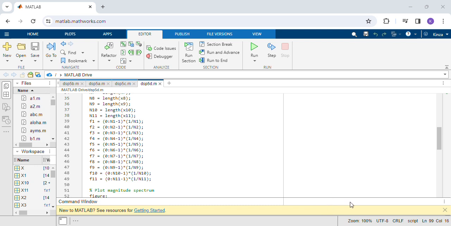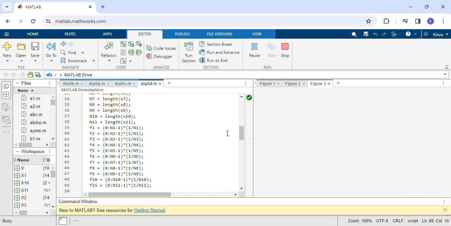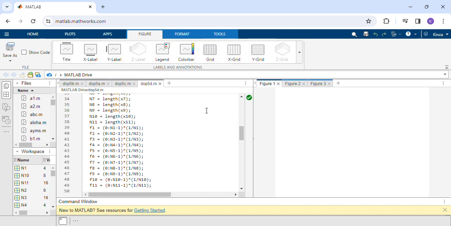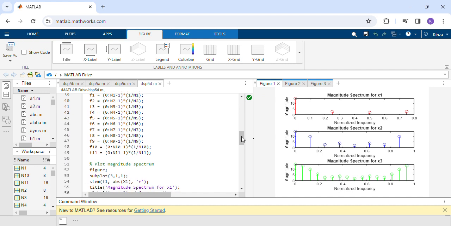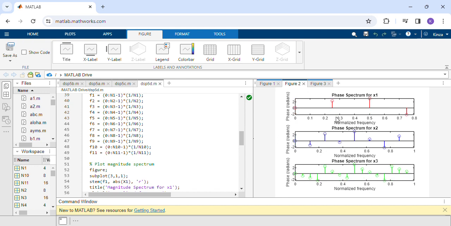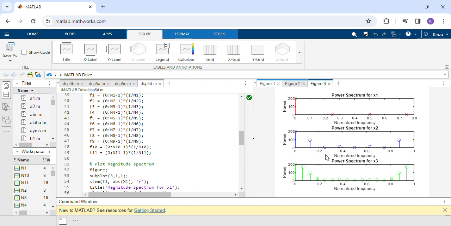Okay, let me show you its output. These are the magnitude spectrums for each signal. These are the phase spectrums for the signal, and these are the power spectrums. Three subplots are created in a figure for each signal representing the magnitude spectrum, phase spectrum, and power spectrum. Each subplot displays the phase angle against the normalized frequency, and three subplots are created to represent power spectrum.